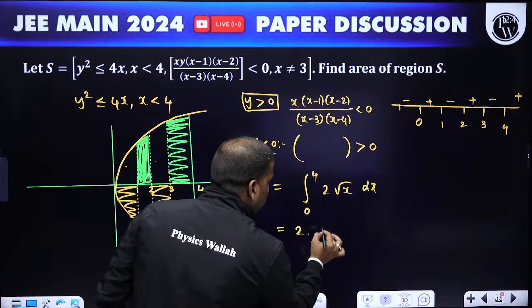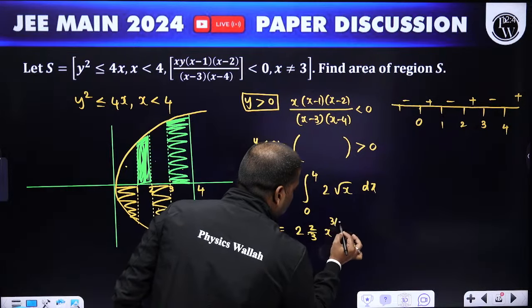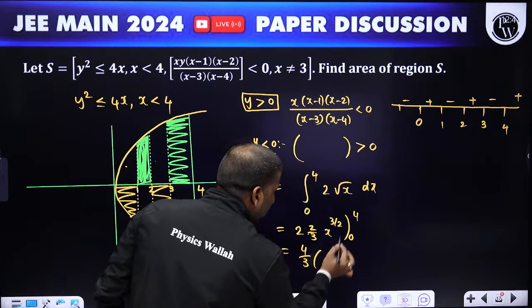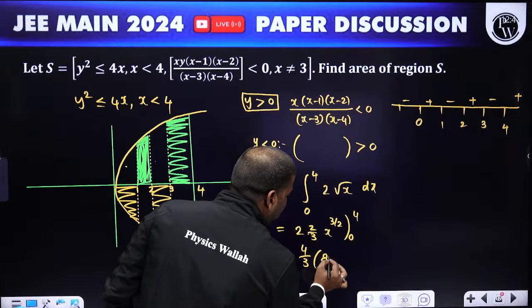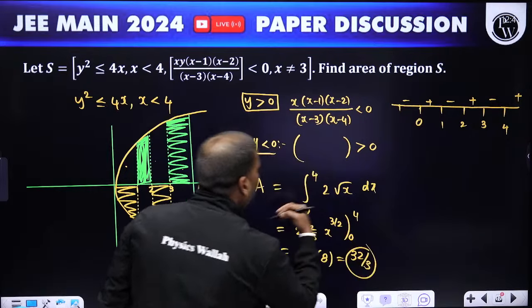So this is x power 3 by 2. So 2 by 3 times x power 3 by 2, limits 0 to 4. So 4 by 3 times, here when we substitute 4, it would be 8. 8 minus 0. So that is 32 by 3. So this is the answer.